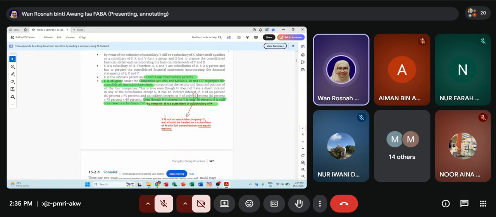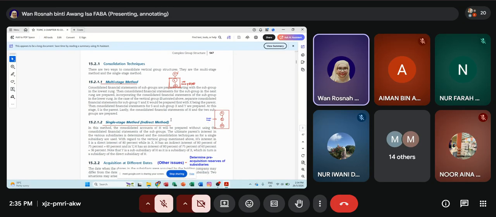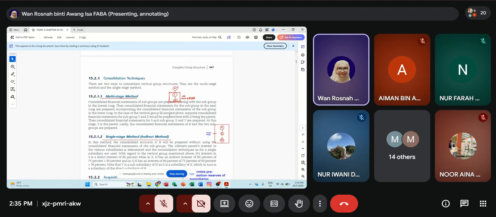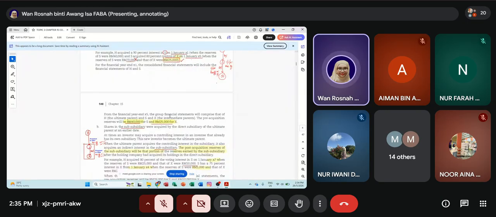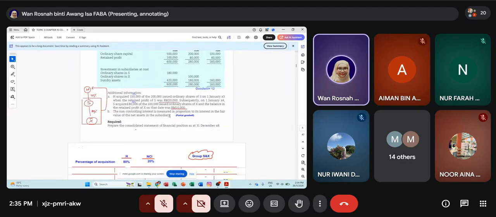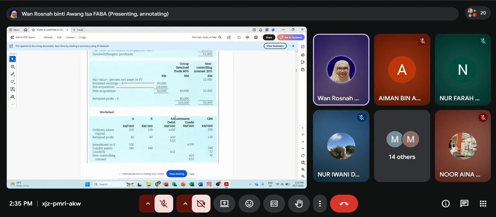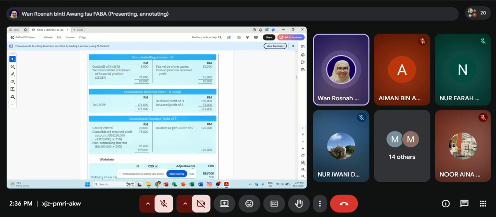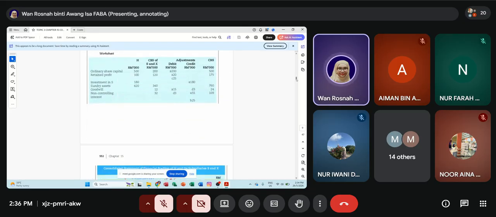Do we have? Let me check here, the mixed group structure. Okay, here. But later on we are going to discuss the vertical group structure, on how we are going to prepare the financial statement of these two on this vertical structure group, before we proceed to the mixed structure. Basically or theoretically, for the mixed structure, class, you may go through 15.3.